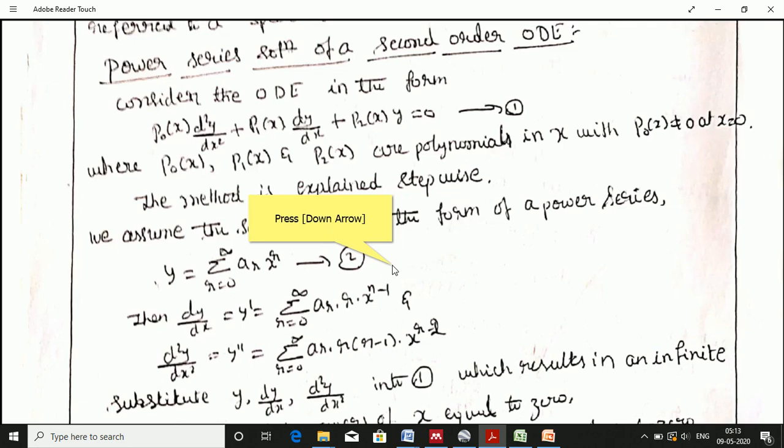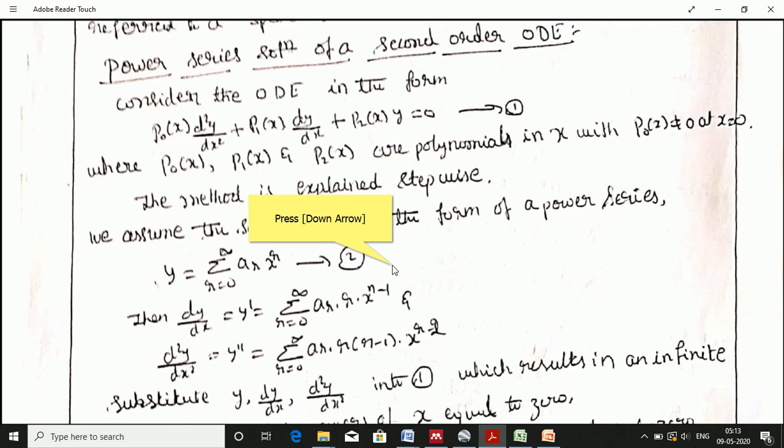And we are assuming the trial solution of the given equation 1 in the form y = sigma r = 0 to infinity a_r x^r, where a_r is a constant. This is an infinite series. We are assuming the trial solution in the form of an infinite series. Call it equation 2.